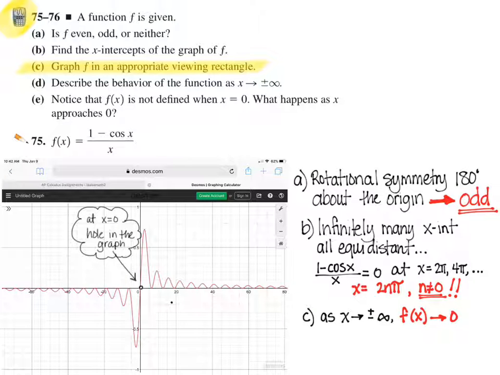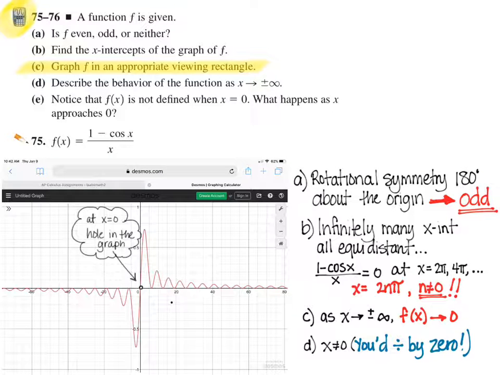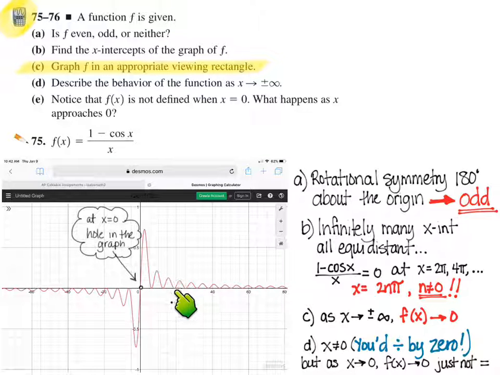The last part of this is to talk about what I mentioned up here about how you can't ever have x equal to 0 because you would be dividing by 0. And so x cannot equal 0 because you can't divide by 0. But as the x values get closer and closer to 0, the function also gets closer. So I have here, as x approaches 0, the function approaches 0 also. It just never can equal 0.